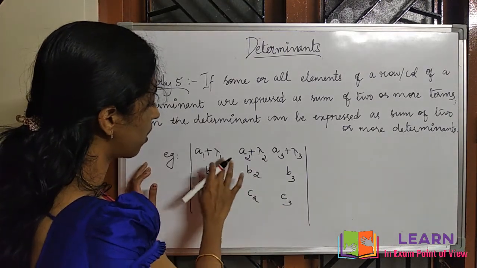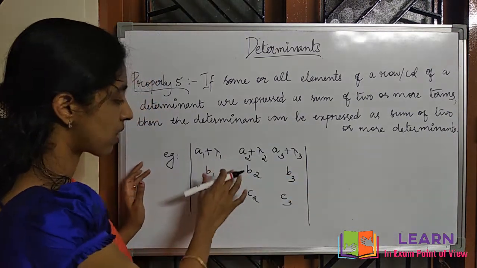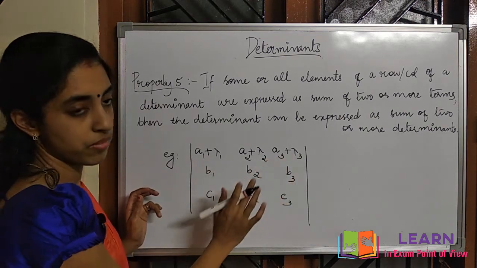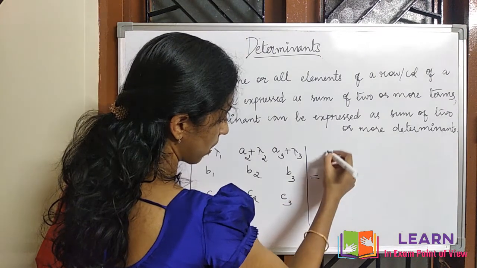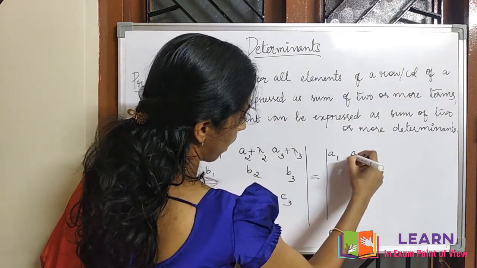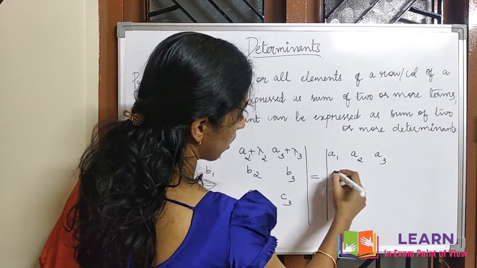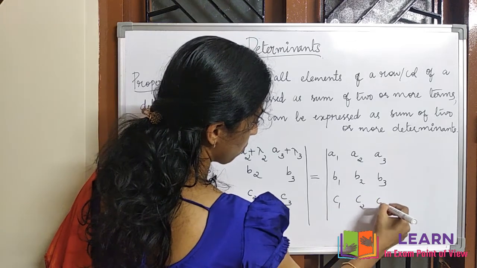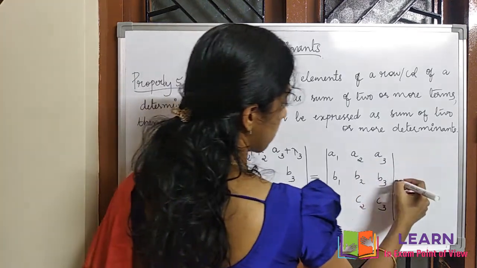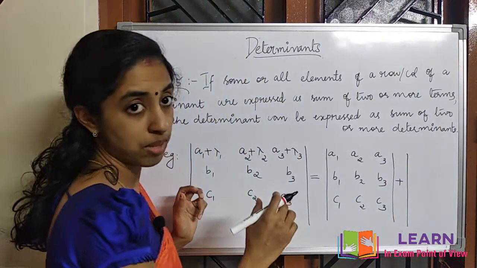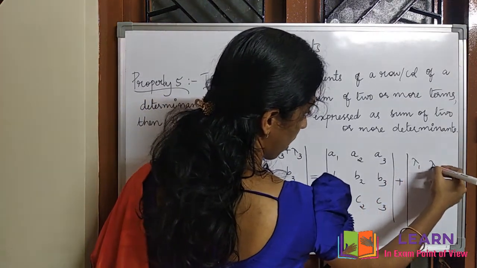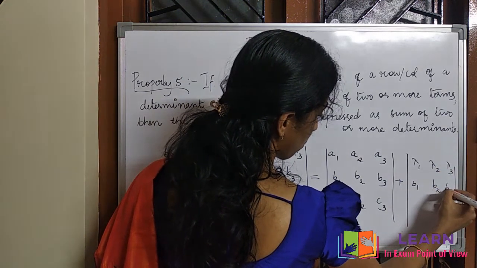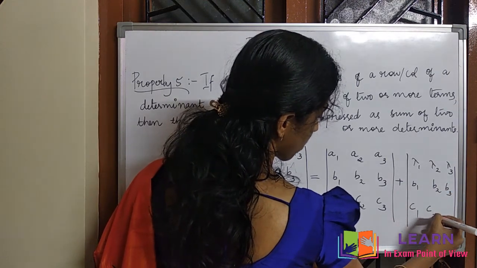Here the first row of this determinant is expressed as sum of two terms, correct? So the resultant determinant will be like this. We can split it: a1, a2, a3, b1, b2, b3, c1, c2, c3. This is one determinant, plus the remaining one with the lambda terms, that is lambda 1, lambda 2, lambda 3, then the remaining b1, b2, b3, c1, c2, c3.